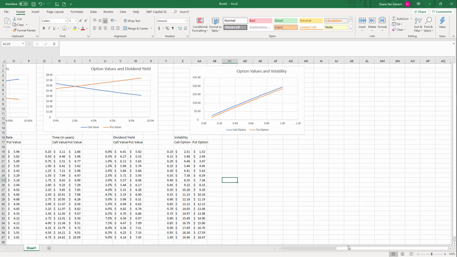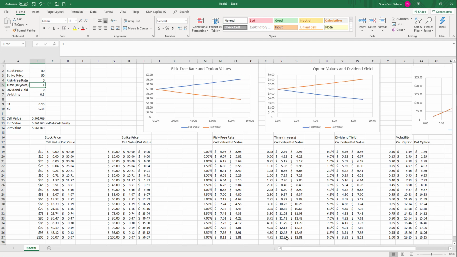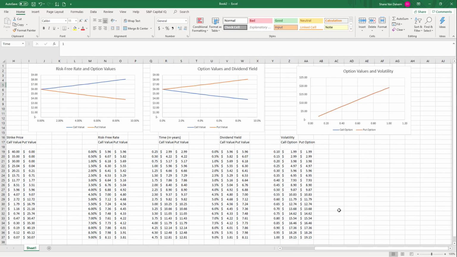And actually, if I go over here and I make that risk-free rate 0, it's just one line, because they both started at the same value and they have the same value for every change. The blue line disappeared, but it's all in the same line there. Okay, so that's it for the graphs.